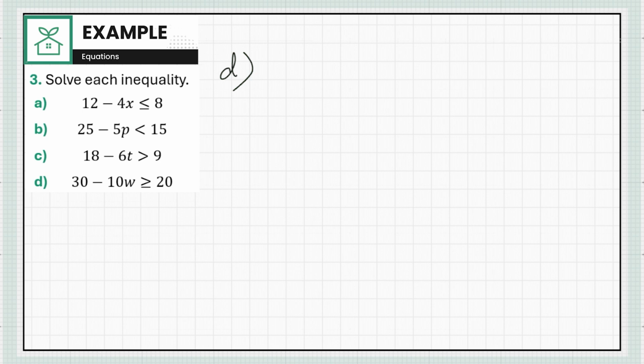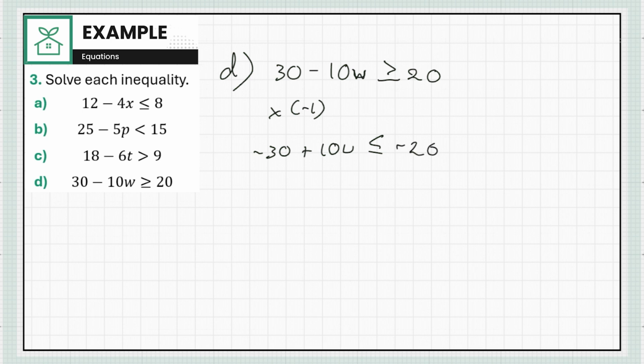Alright, finally D, we have 30 minus 10w is greater than or equal to 20. Again, I'm going to multiply by negative 1. So negative 30 plus 10w is less than or equal to, because we have to swap the sign, minus 20. If I add 30 to both sides, I get 10w is less than or equal to 10, and that means w is less than or equal to 1.